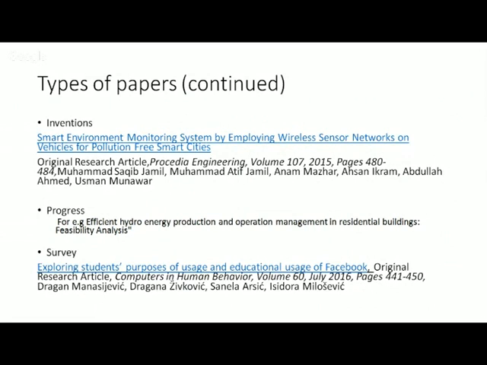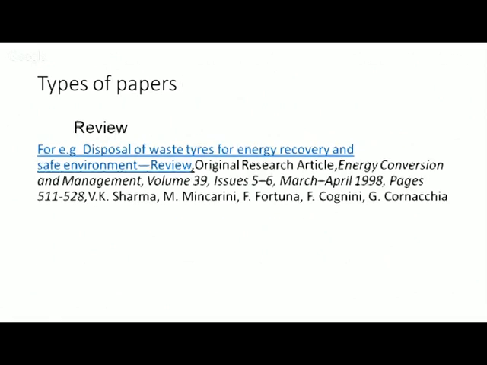Next is the survey type of paper. When there is a comparison, when there is a collection of data. For example, "Exploring student purpose of use and educational uses of Facebook." When the researcher is involved in collecting data through a survey study, those kinds of journal articles are considered survey papers.